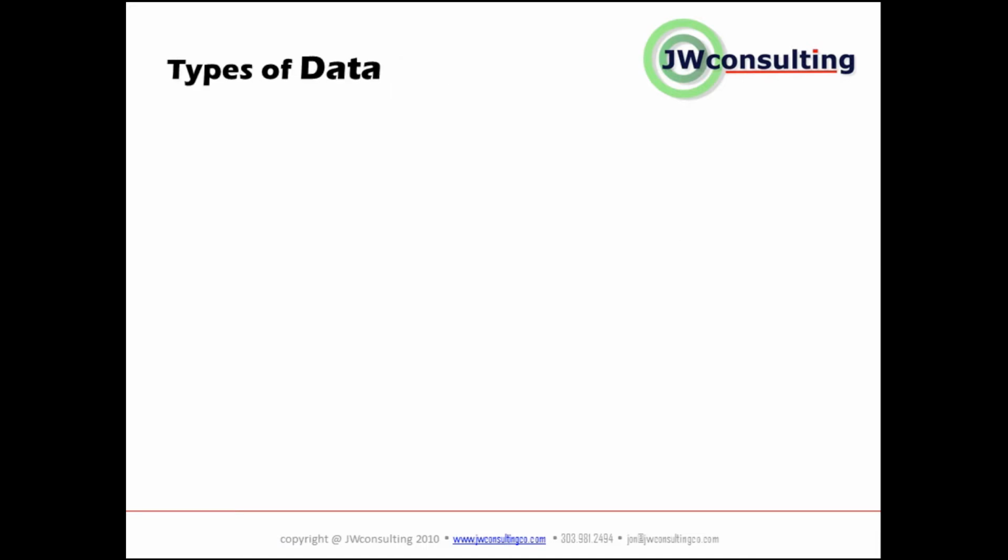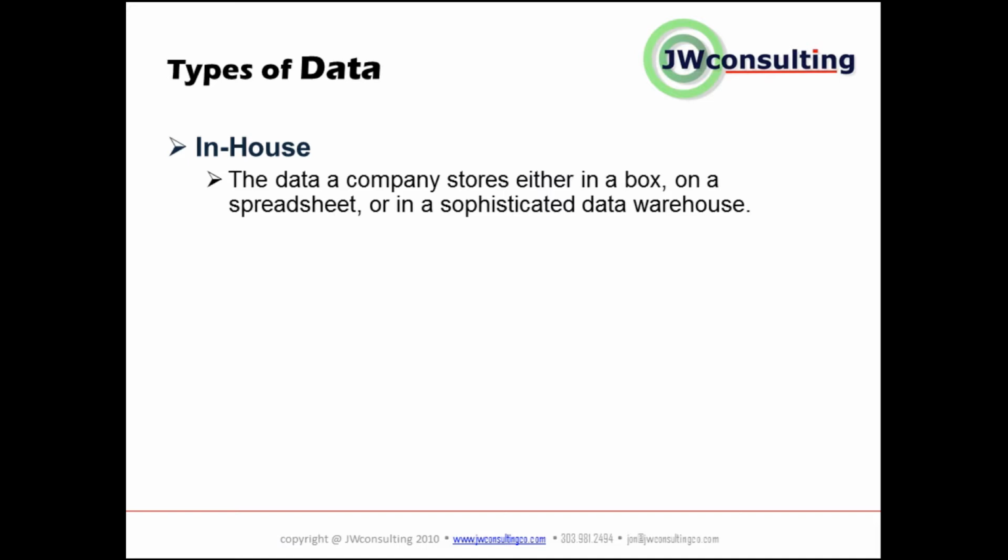Now, there are different types of data, and I start by looking at in-house data, which is data that your company stores. It could be in a box, on a spreadsheet. You could have a spreadsheet of 1,000 people, 200 people, no matter what it is. It's data that you have. Some people keep it in a sophisticated data warehouse, and it really depends on the type of business you're running and what you're using the data for.